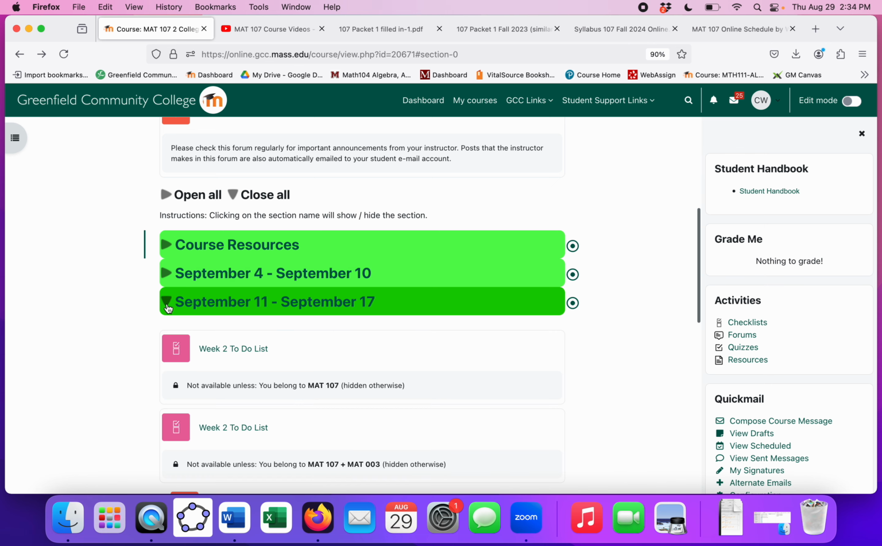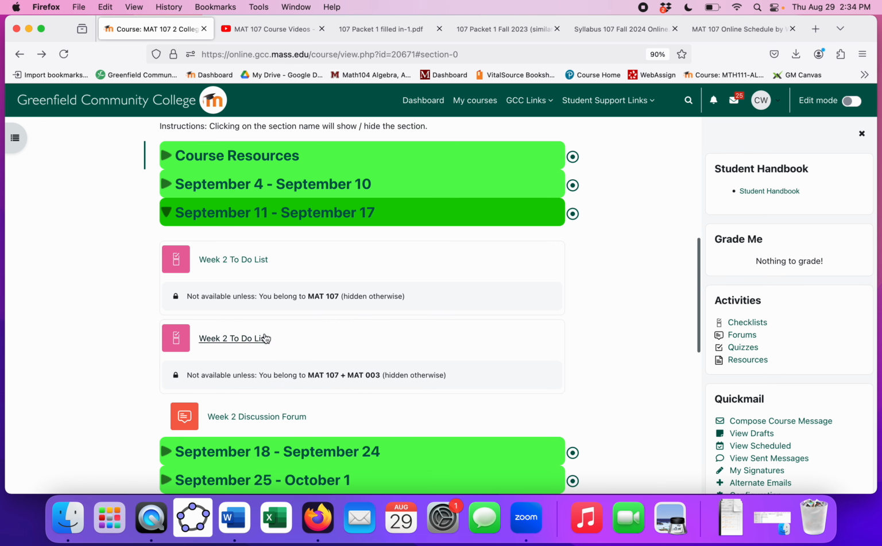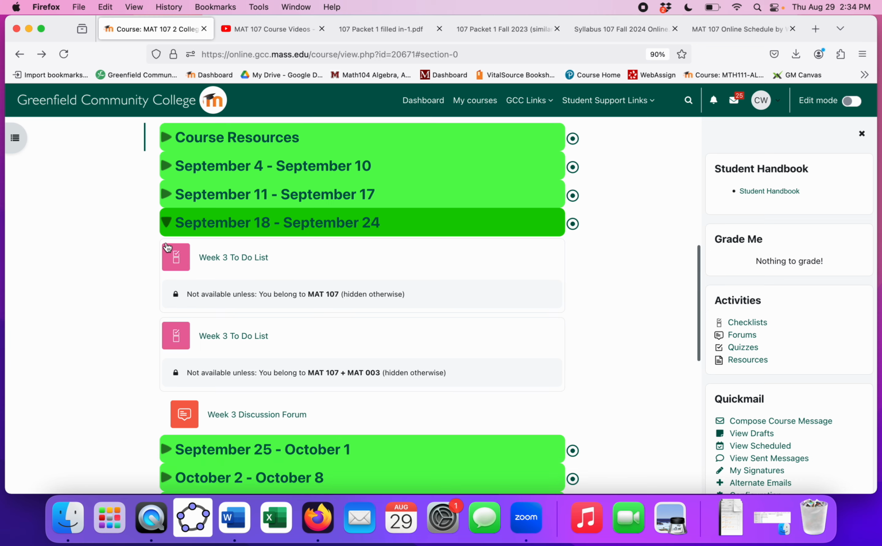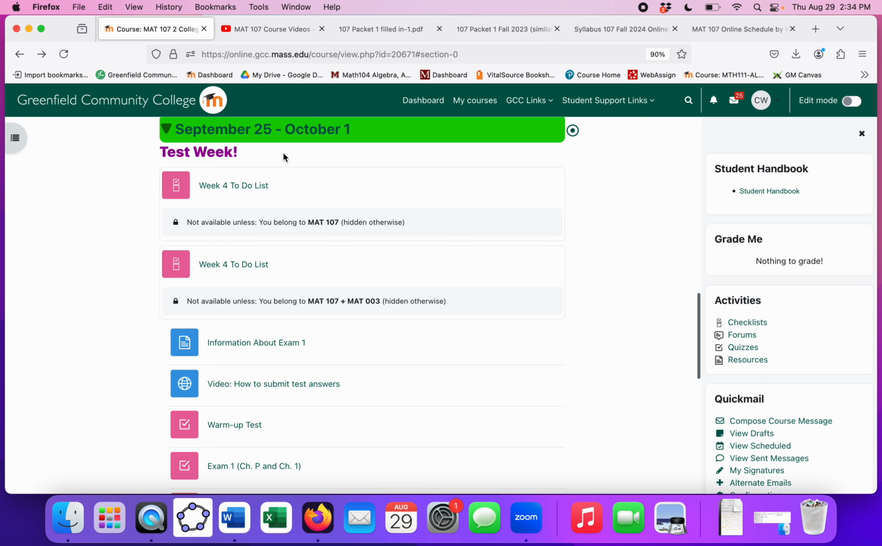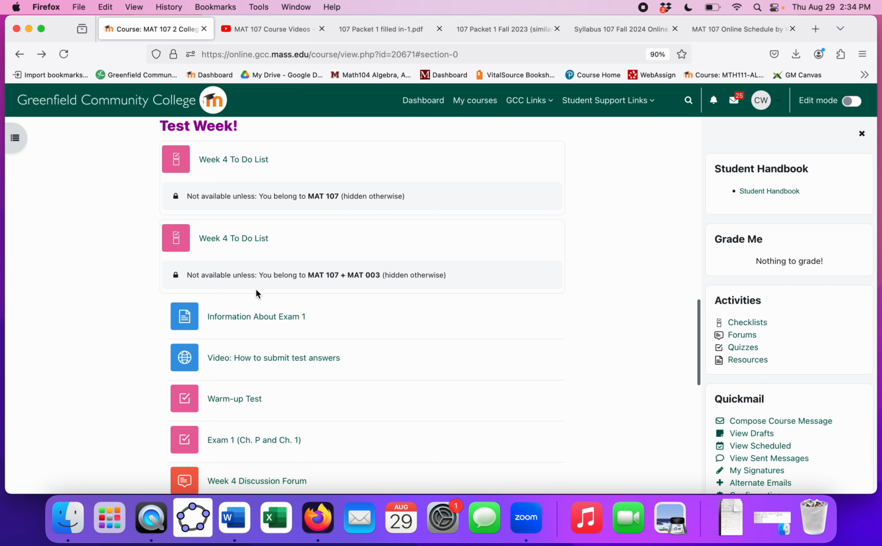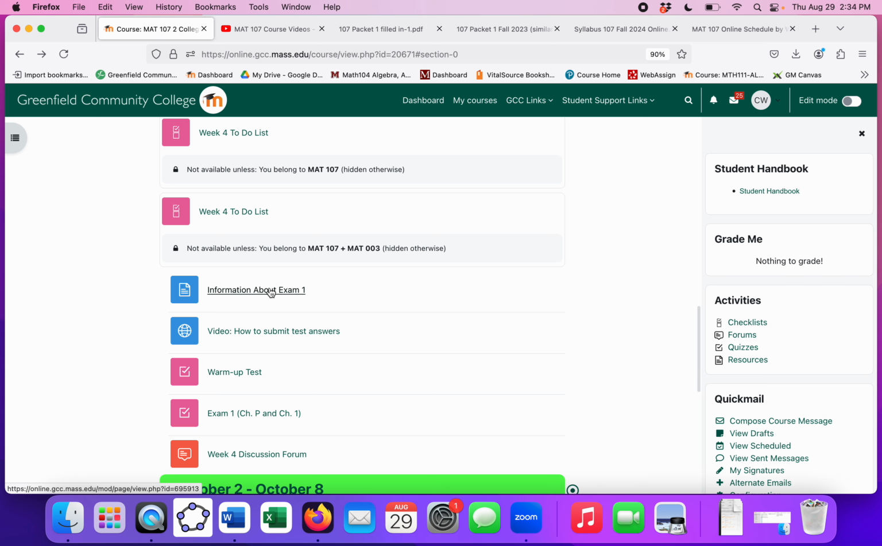So that's week 1. And then you'll see every week has the same structure. There's a to-do list. You'll only see one to-do list, but there'll be a to-do list. And then anything you need to do that to-do list will either live up in the course resources or underneath the to-do list. So I'll just open a few of these so you can see that each week has the same structure until we get to a test week. There's a little note up at the top that says test week, and then there'll be some information about the exam, and anything else that you need to know will be right underneath the checklists.